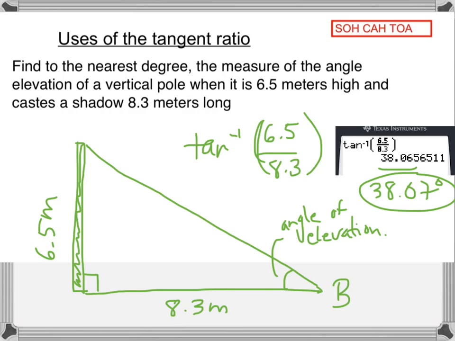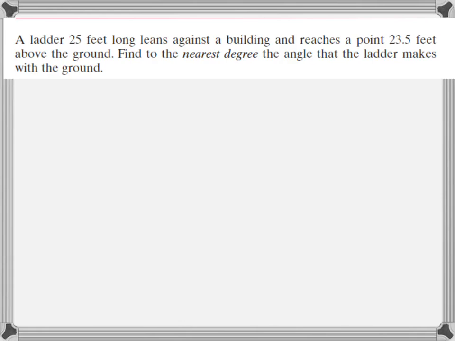Now, we use a lot of inverse tan, but remember, depending on what you've been given, you can use the inverse sine and the inverse cosine as well. Let's try one more problem here. Let's say that a ladder, 25 feet long, leans against a building and reaches a point 23.5 feet above the ground. We want to find the angle that the ladder makes with the ground.